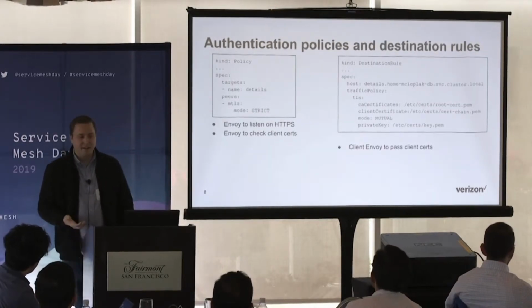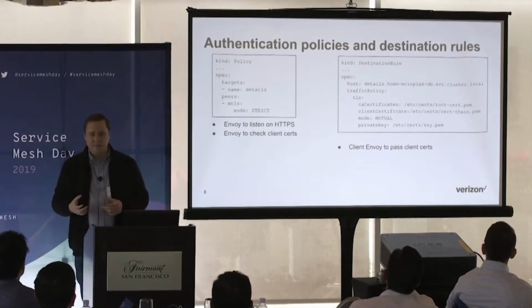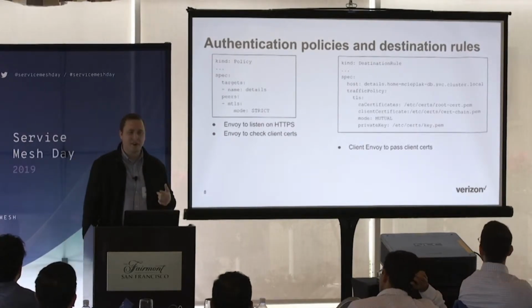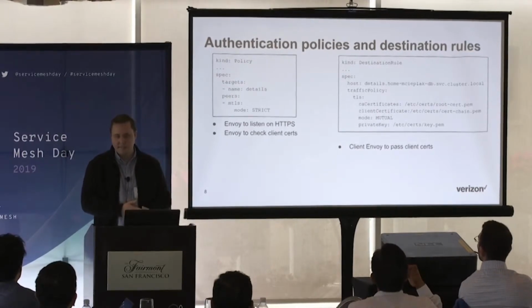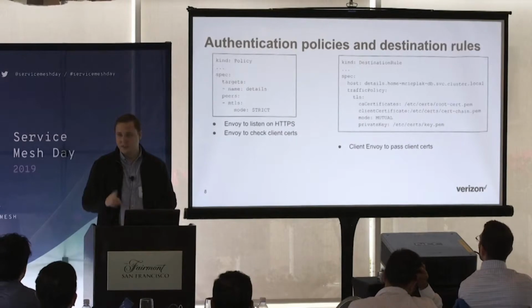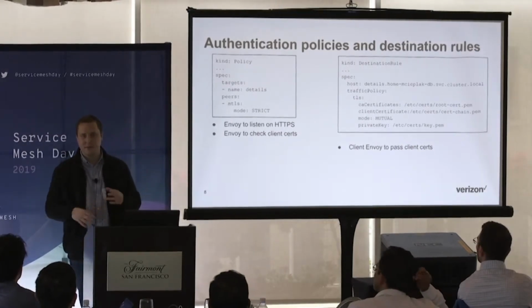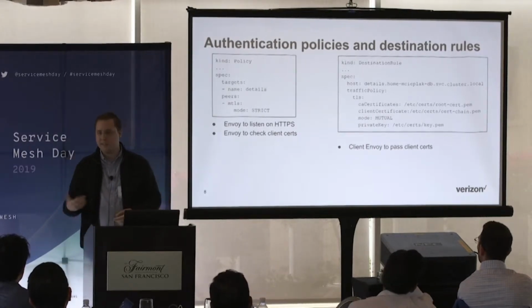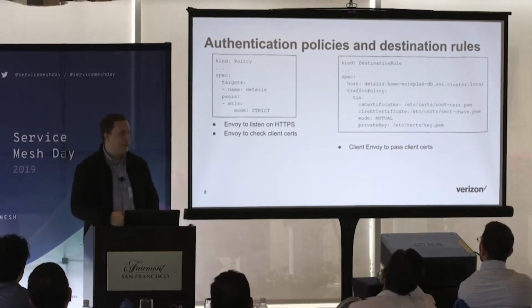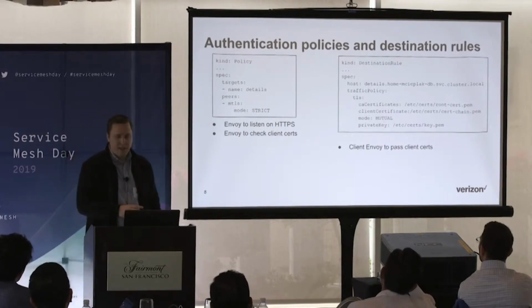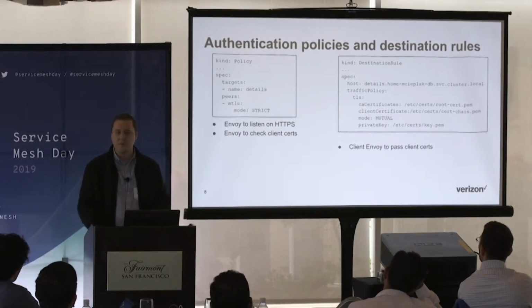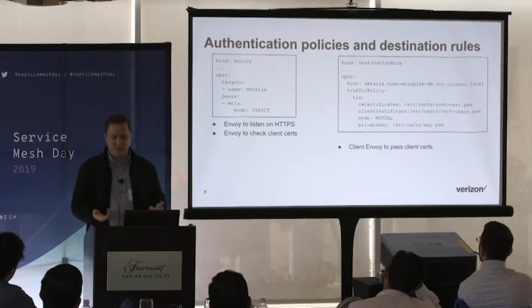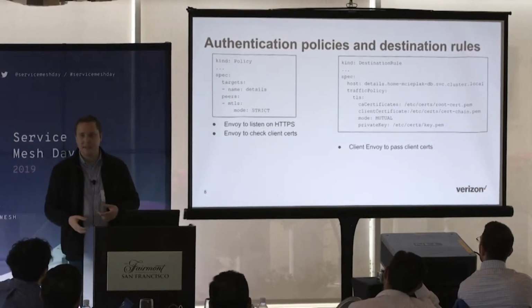So now what exactly are the authentication policies and destination rules? On the left-hand side here, we have the authentication policy. This essentially tells Envoy to listen on HTTPS and also to check for client certificates. There are two modes here. One of them is strict, one of them is permissive. So if you had the permissive mode, you can actually still serve on HTTP and just plain TLS without checking for client certs as well. Then on the right-hand side, we have the destination rule. The destination rule essentially tells Envoy which client certificates to pass while contacting the target service. So here, for example, we specify the CA, client cert, and the private key that will be used.